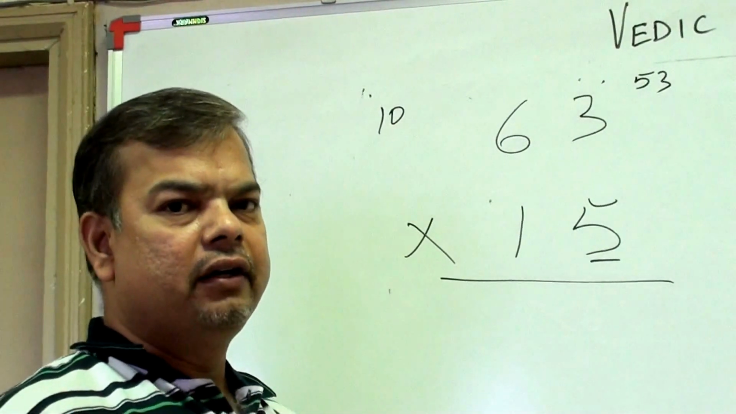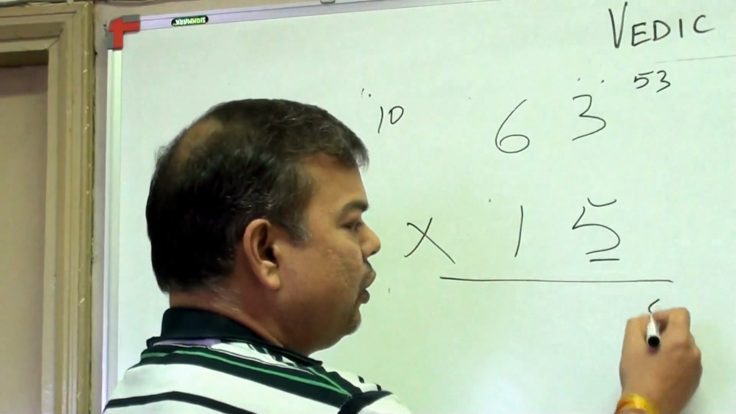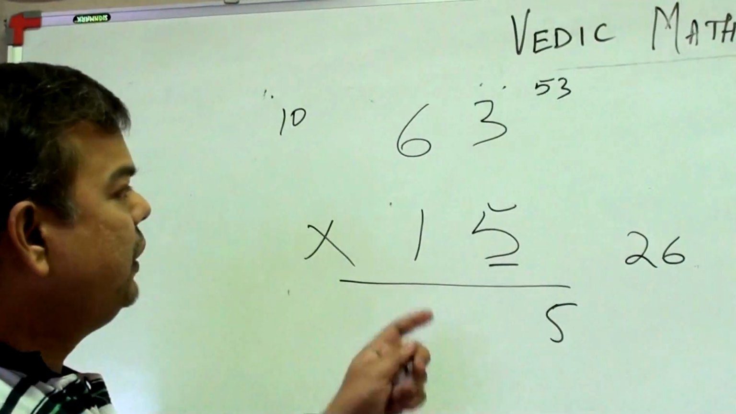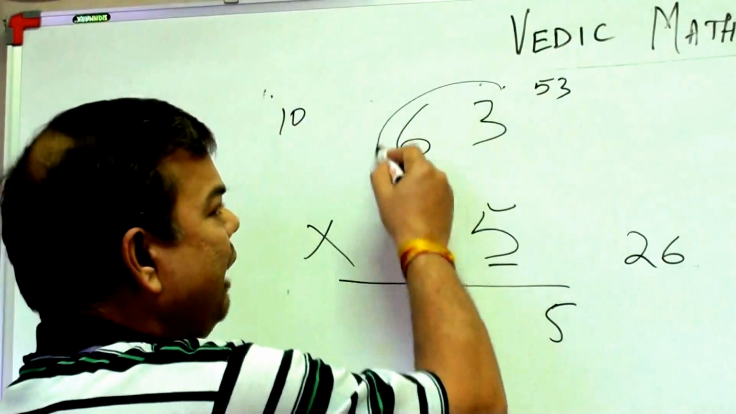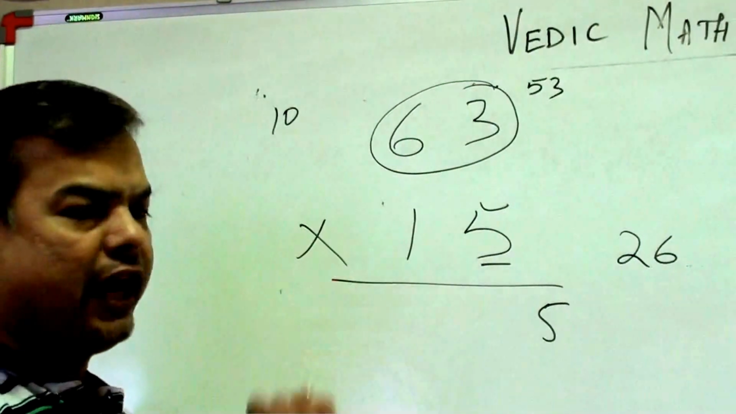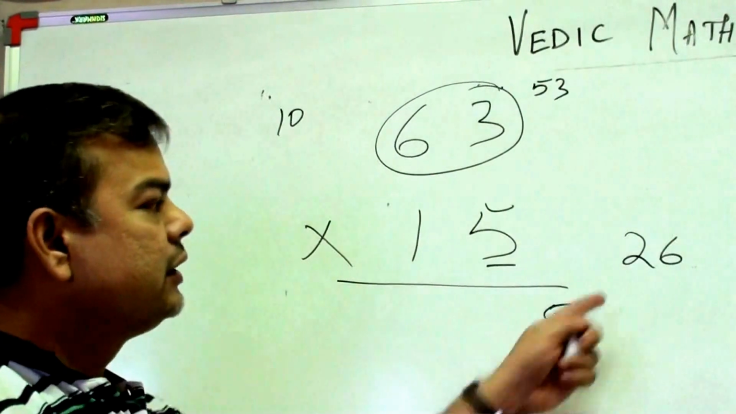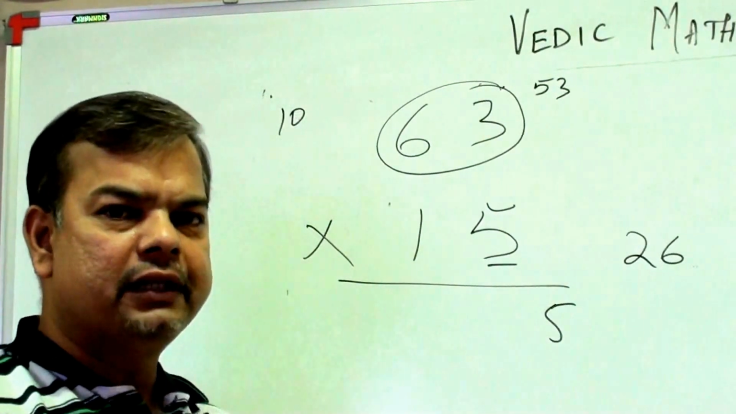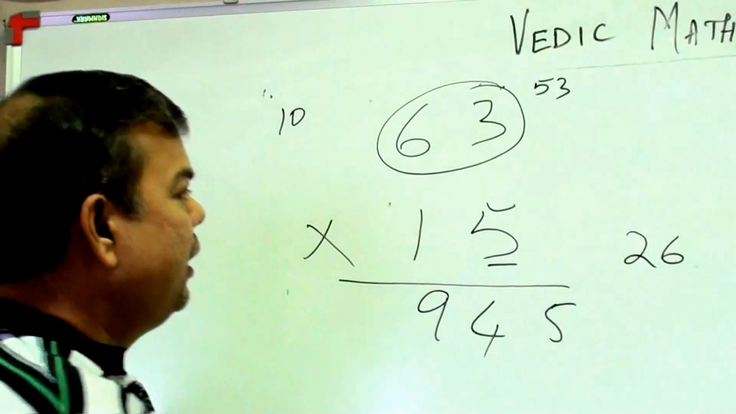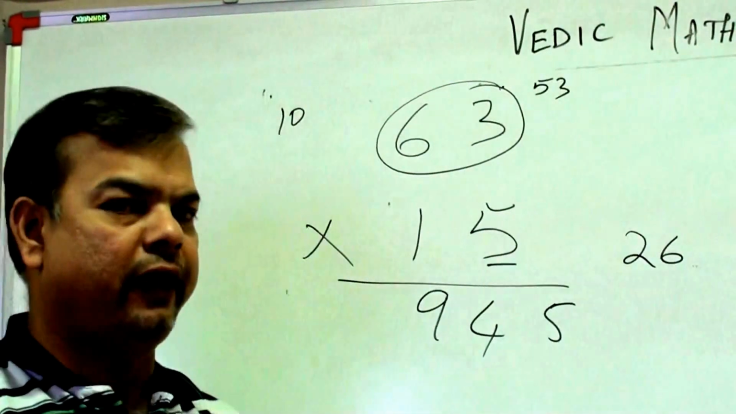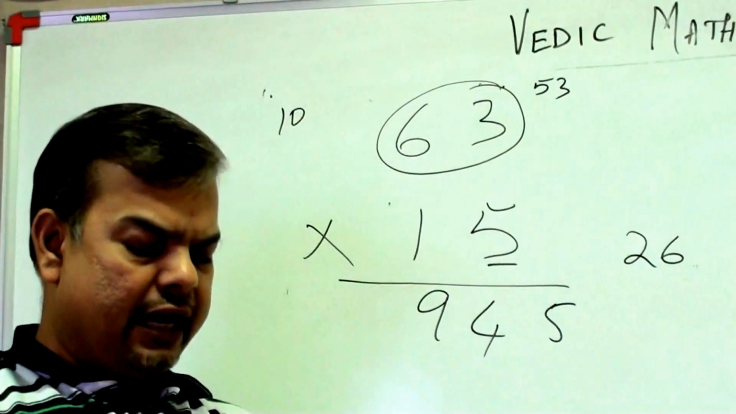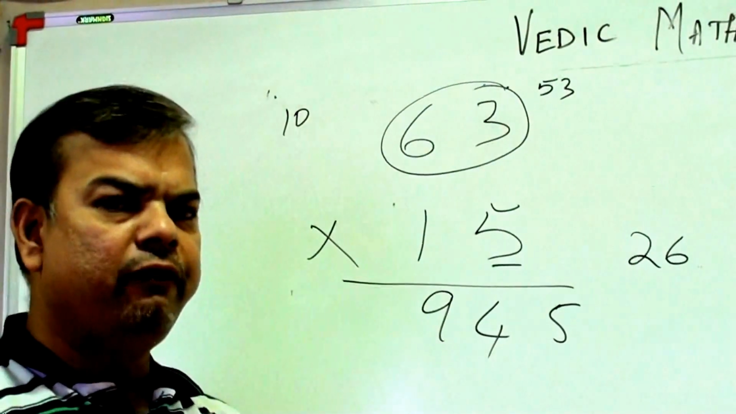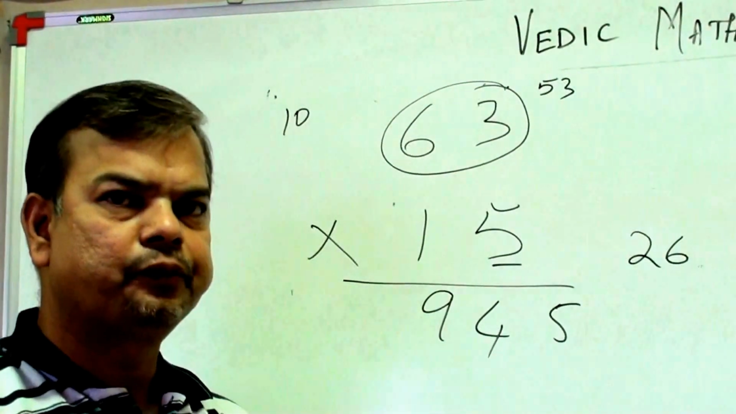So 5 3s are 15 and 5 5s are 25, so we will get 265. So 26 is carried over, and after that my multiplication is over. I will simply, in this 63 I will add 5. So 63 plus 5, 68. 68 plus 26, so 68 plus 20, so it becomes 88 plus 6, 94. So my answer is 63 multiplied by 15 is 945. So you can see that you can solve such numbers very quickly by using the techniques which we have used for the numbers which are close to the base 10.